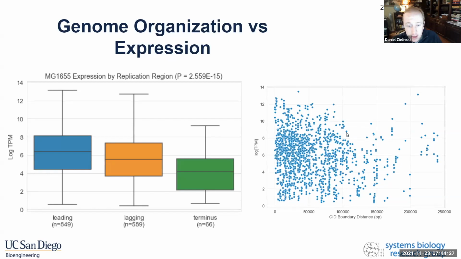Just another trend that we were able to extract that I thought was really interesting. There's this canonical understanding in the literature that when you're replicating your DNA, you have your leading strand and you have your lagging strand. Maybe not everyone is aware, but your DNA polymerase, the protein that replicates your DNA, is much faster at what it does than the RNA polymerase.